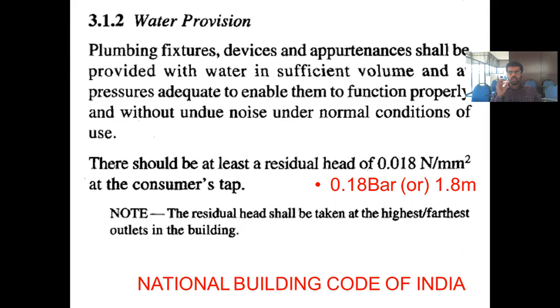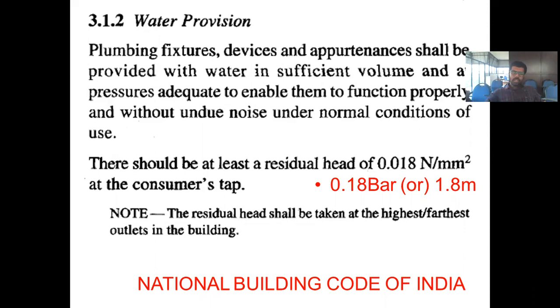And it has to function properly. Function properly in the sense that it should function without any undue noise under normal conditions. So the noise should be proper, the pressure should be adequate, and the volume of water should also be sufficient. These are the things we have to keep in mind when we are trying to find out a pipe size. We have to size the pipe in such a way that there is a sufficient volume at an adequate pressure, with no undue noise.